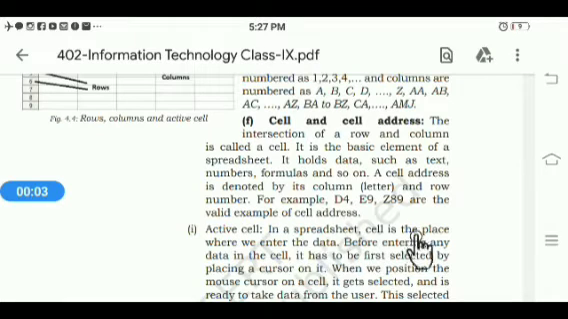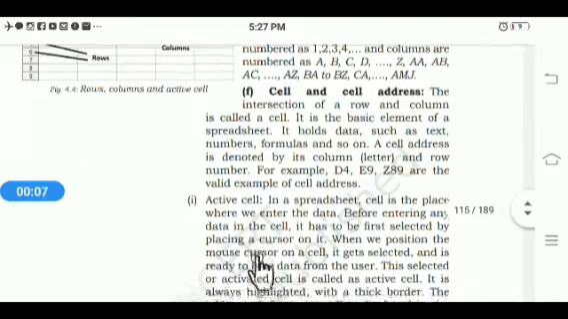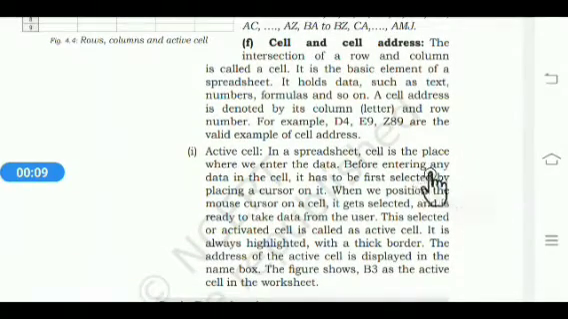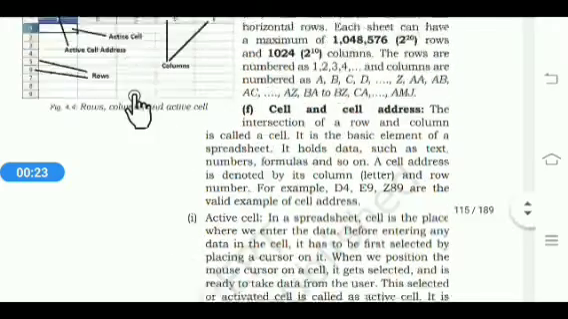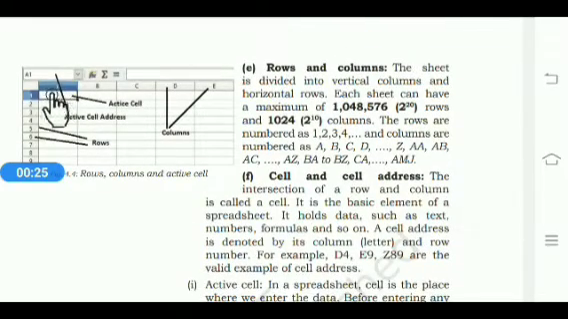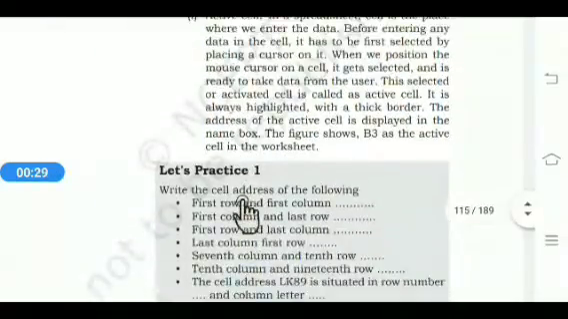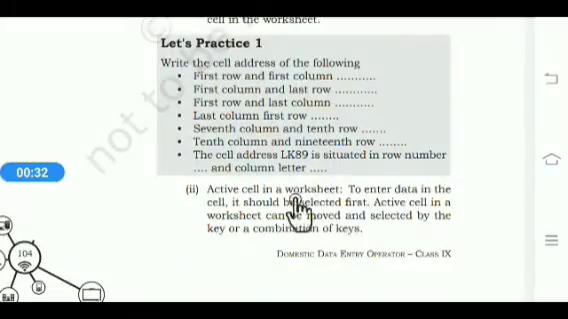Then next is active cell. In a spreadsheet, the cell is the place where we enter the data. Before entering any data in the cell, it has to be first selected by placing a cursor on it. When we position the mouse cursor on a cell, it gets selected and is ready to take data from the user. This selected or activated cell is called the active cell. See, this cell is the active cell.